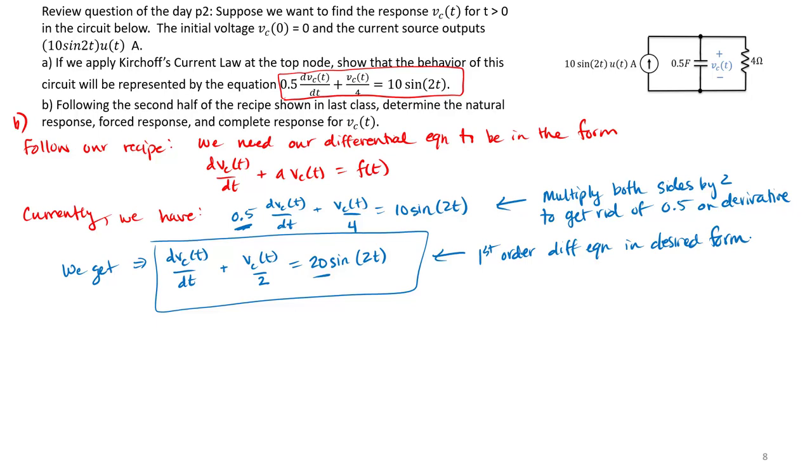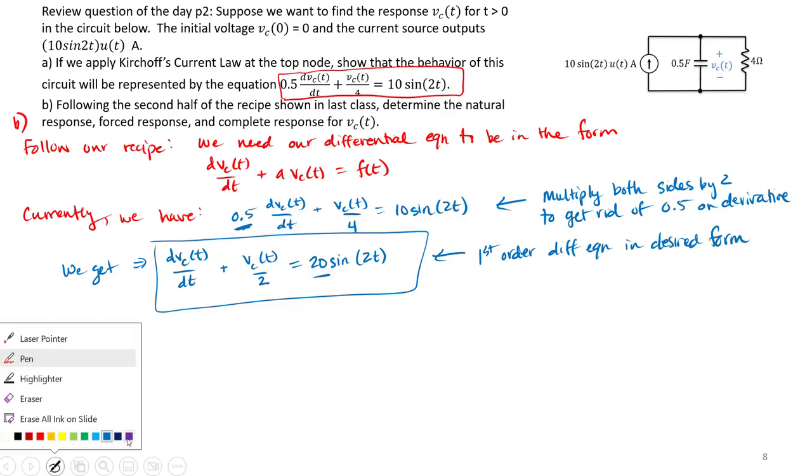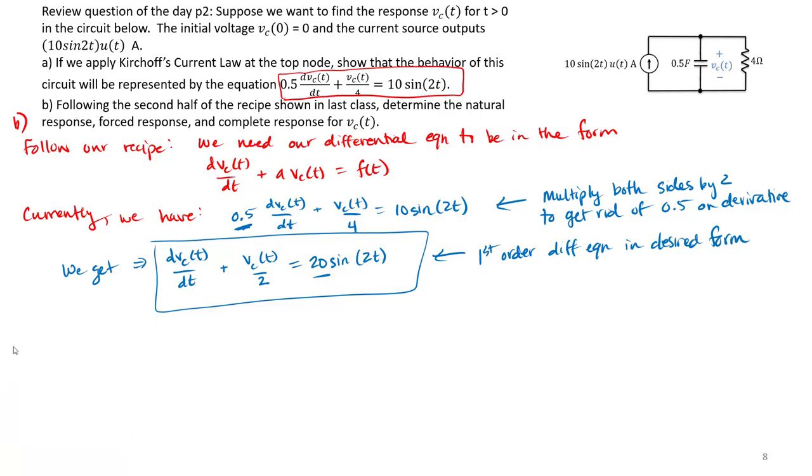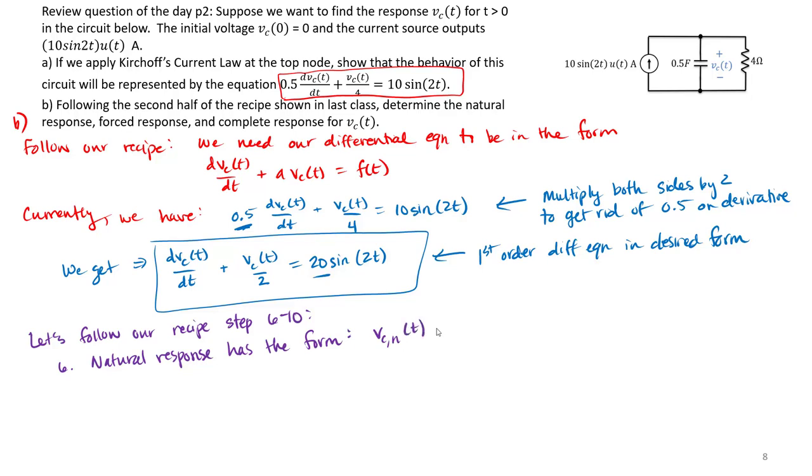Now we are ready to solve this equation following our recipe. Let's continue with step 6. To solve this equation, we first need to find the natural response. So we'll go ahead and follow step 6 through 10. Step 6 is to recognize that the natural response will have the following form. Natural response has the form, I'll call it Vc comma n of t. Natural response has the form k e to the minus at. And here we need to determine a.